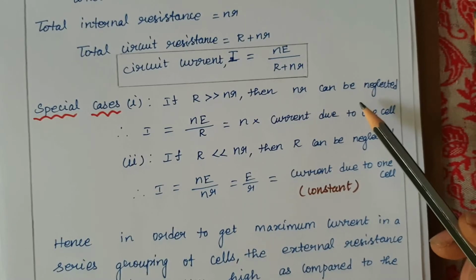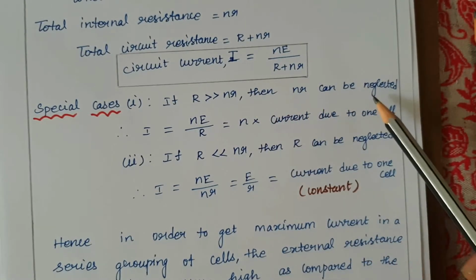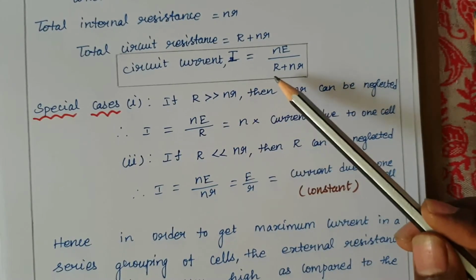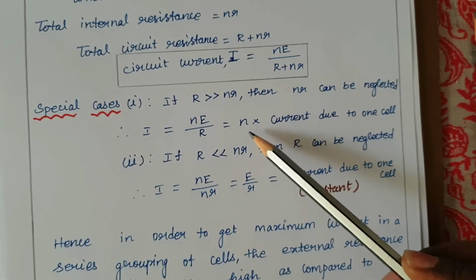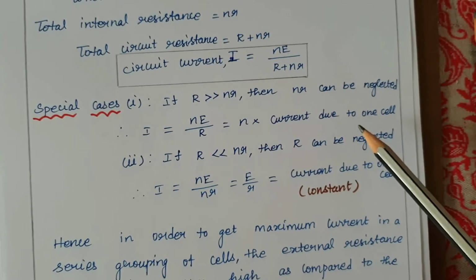Can you understand? If the external resistance R is much greater than nr, then nr can be neglected. Then I can consider only the external resistance alone, so I is nE divided by R. That is, n into the current due to one cell. Okay, n into the current due to one cell.